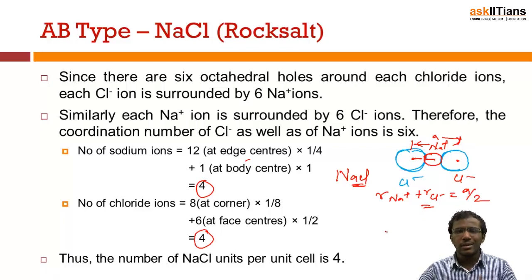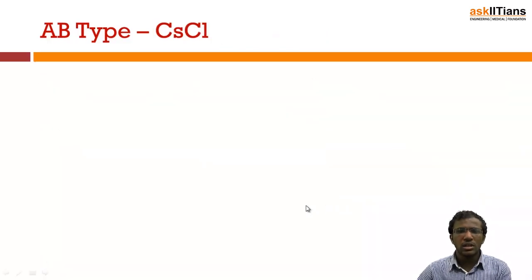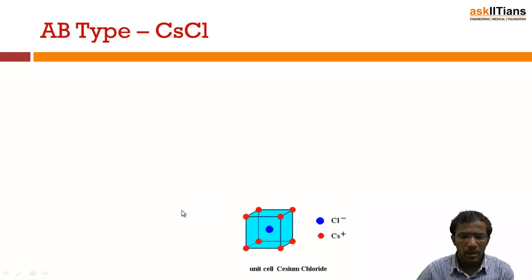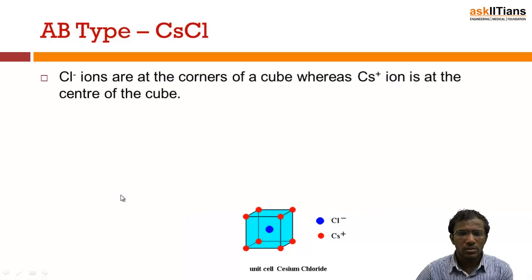In exams the question will ask like this: they'll give the edge length, they'll give you one of the radii, and they'll ask you to calculate the radius of the other ion. Okay, so like that. Now let's move to the structure of cesium chloride, which is simpler as compared to NaCl. Let's see the structure of cesium chloride.